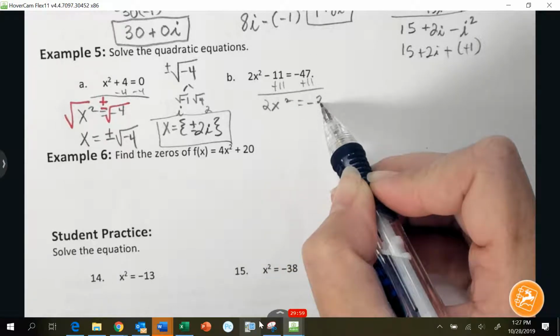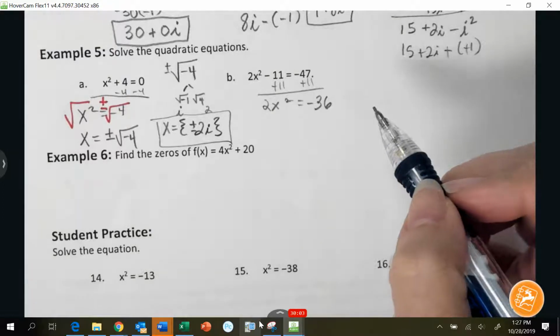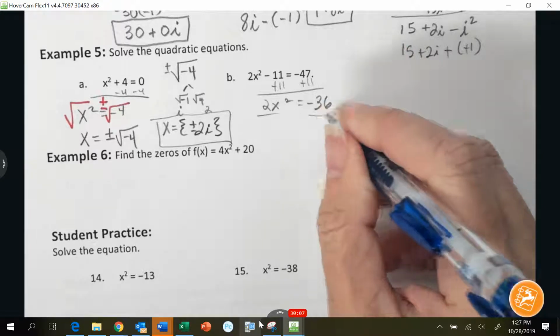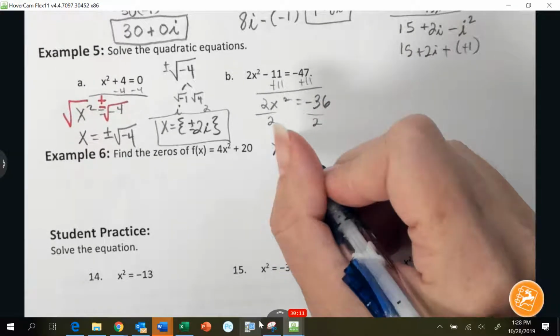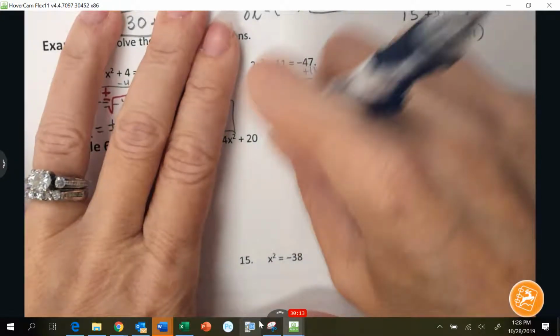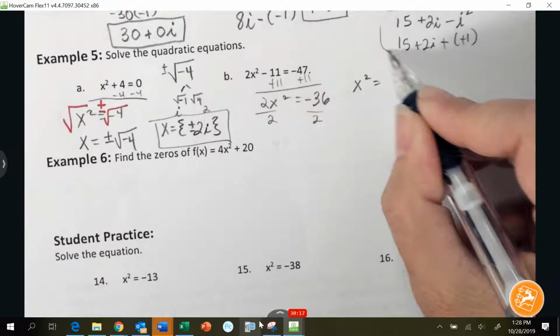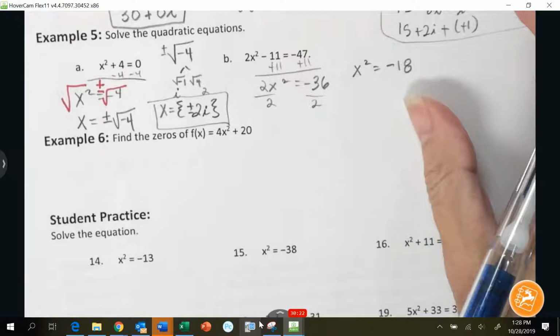I did that. 36. What should I do now? Divide by 2 is what's right. Divide by 2. Get an x squared. Let me go over here, I'm going to run out of space. X squared equals 18. Now what should I do?